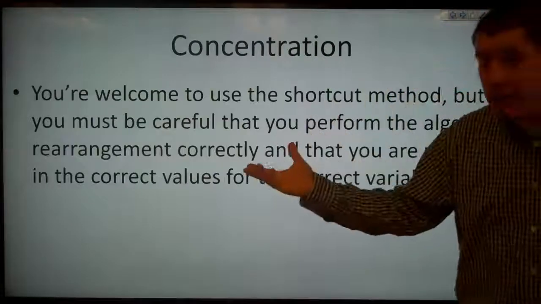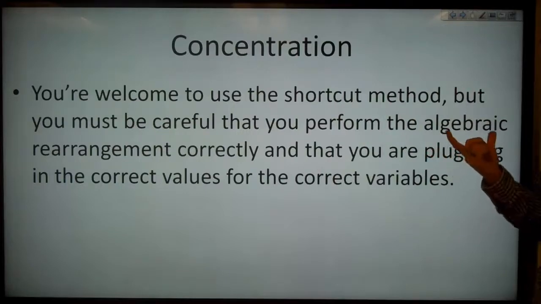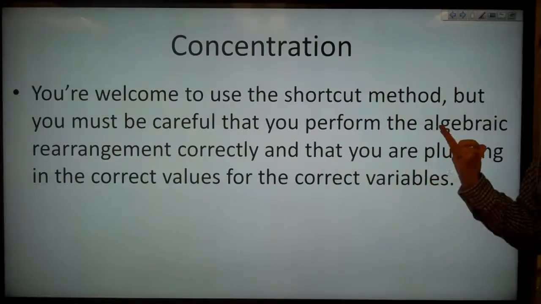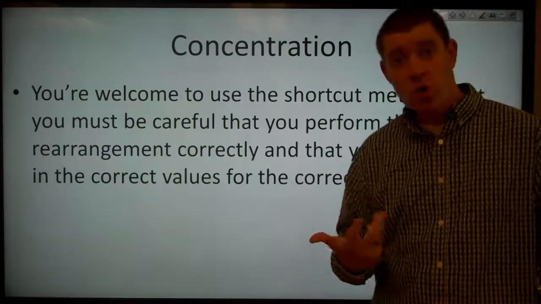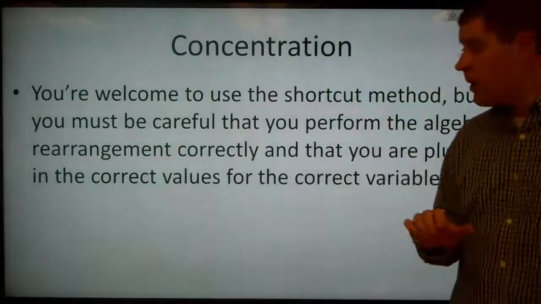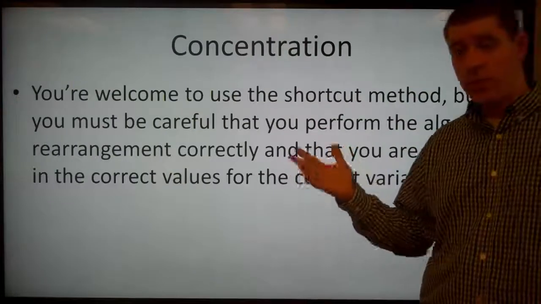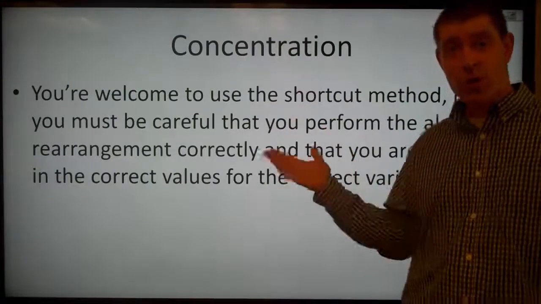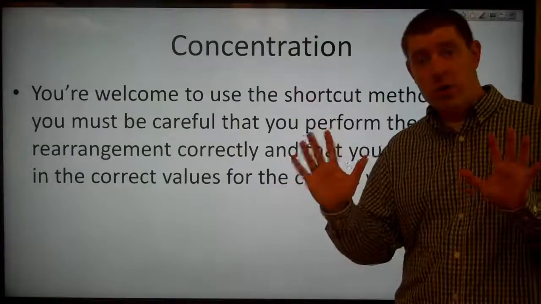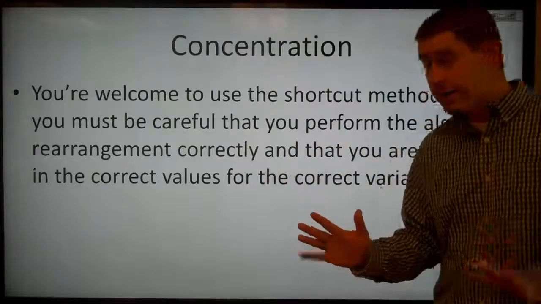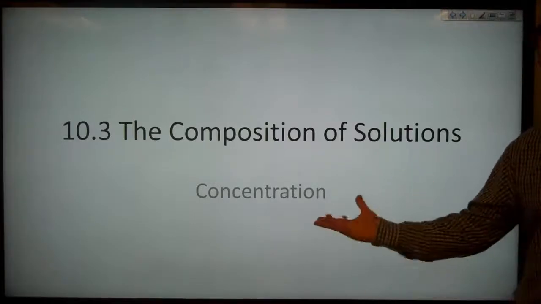So in my classes, you're welcome to use the shortcut method, but you need to be careful that you're performing the algebraic rearrangement correctly, and that you're plugging in the correct values for the correct variables. Right? You need to make sure that you're not swapping, say, M1 and M2 or V1 and V2. But I don't care which method you use, whether you use the dimensional analysis method that I showed first or the shortcut method, M1V1 equals M2V2. Either way is fine. Just make sure that whichever way you're doing it, you know that you're doing it correctly. So that was the composition of solutions, where we talked about concentration.